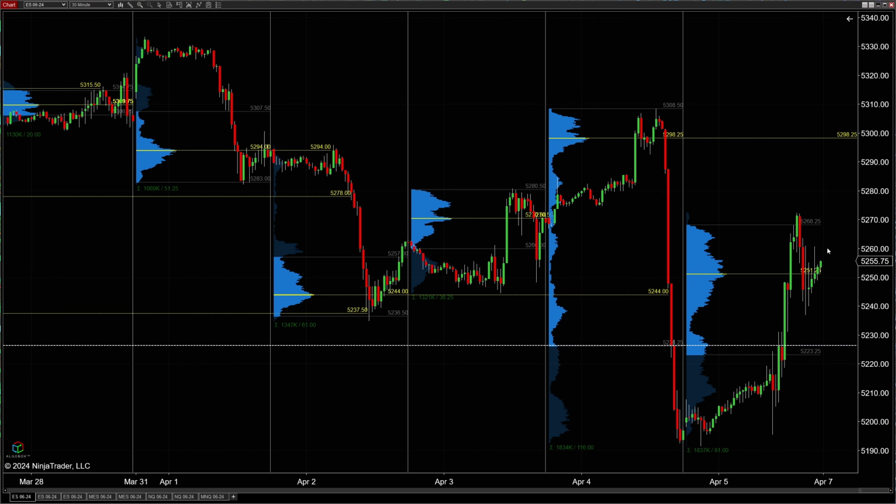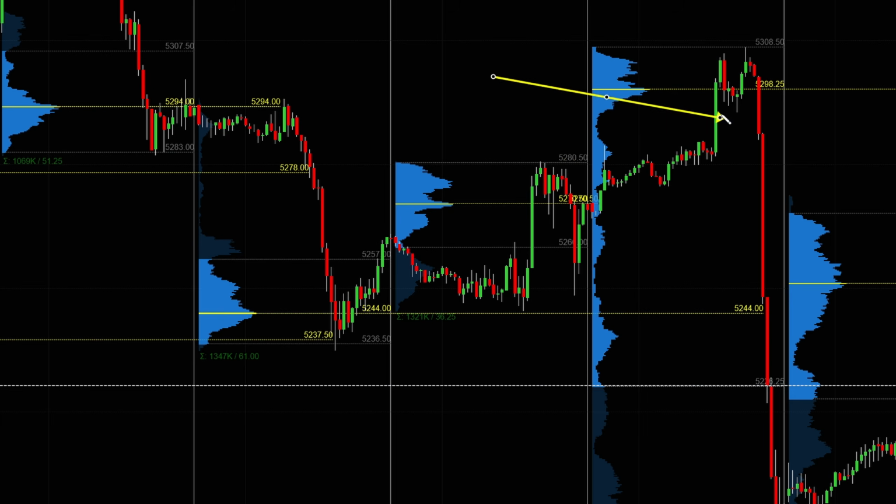Because the last thing we want to do is get caught holding the bag. Now, using that same concept, we come back over and we look on April 4th when we had a major stock market sell-off in the afternoon. Since we were already above value area high, once we came below value area high, then I knew right then I need to be on the sell side of the market.